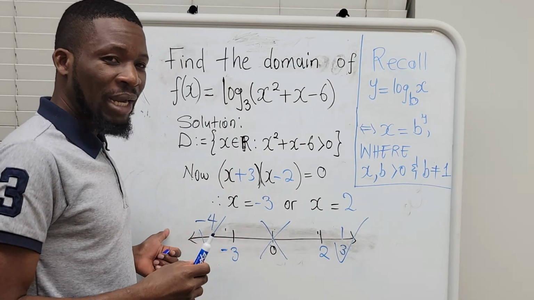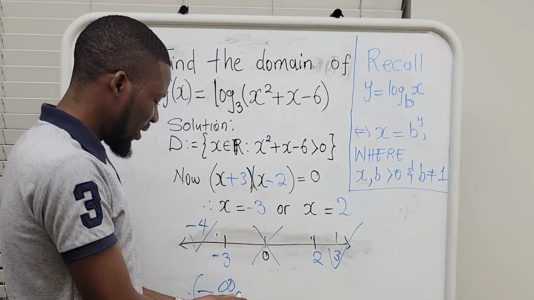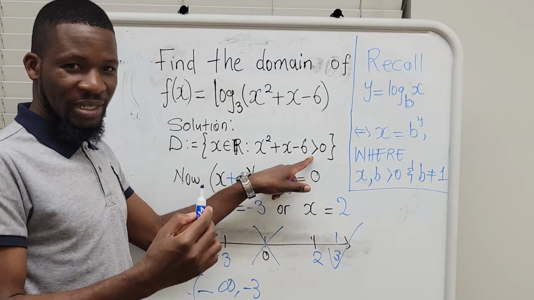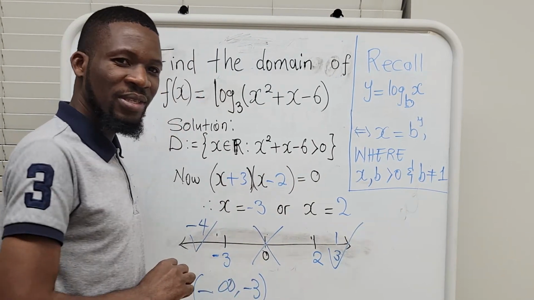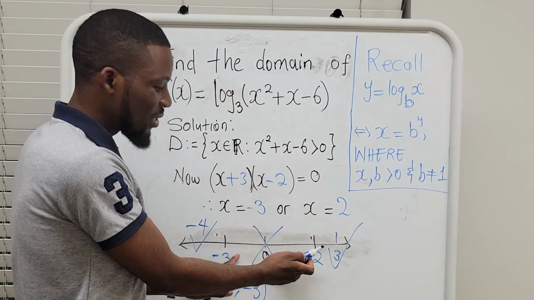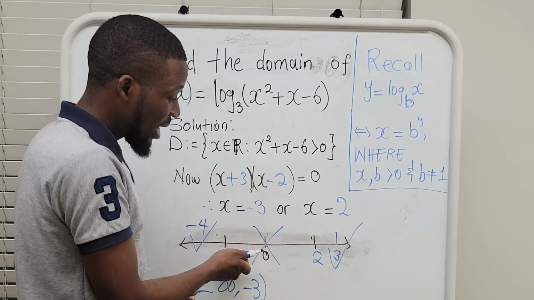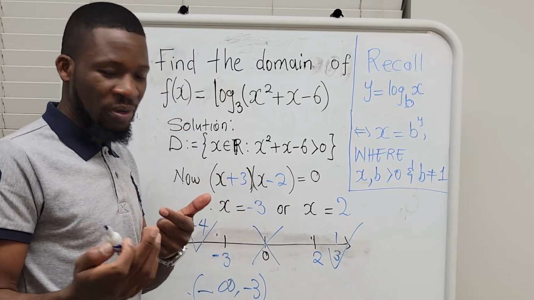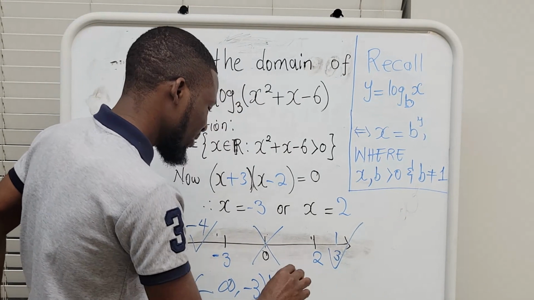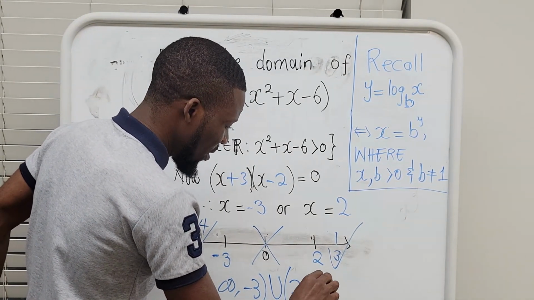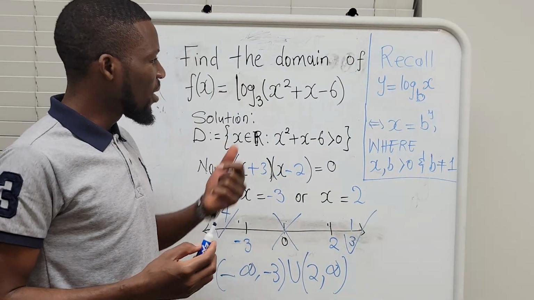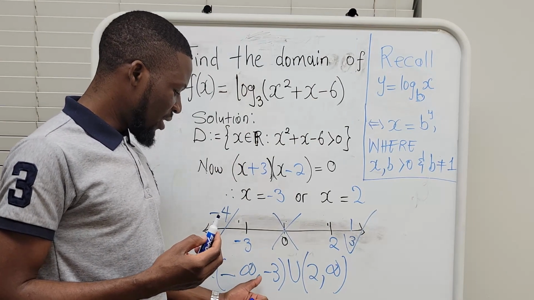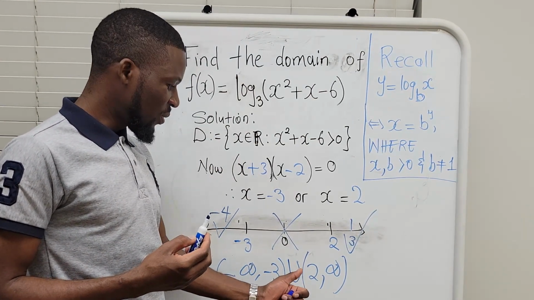Now, remember, this is a number line. And the number line is coming from negative infinity to negative 3. This is strictly greater than, so I'm going to use open parentheses. This middle part is not part of the solution, so we discard it. If we combine this part and this part, we need to use a union. So, we are going to say union, then we start from 2 to positive infinity. Therefore, the domain of this function in interval notation is negative infinity to negative 3 union 2 to infinity.